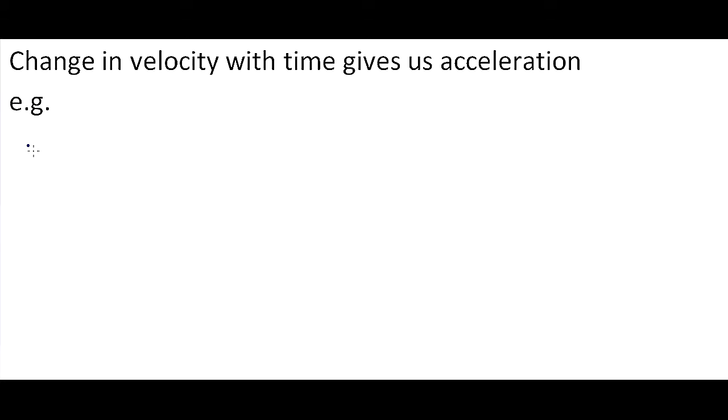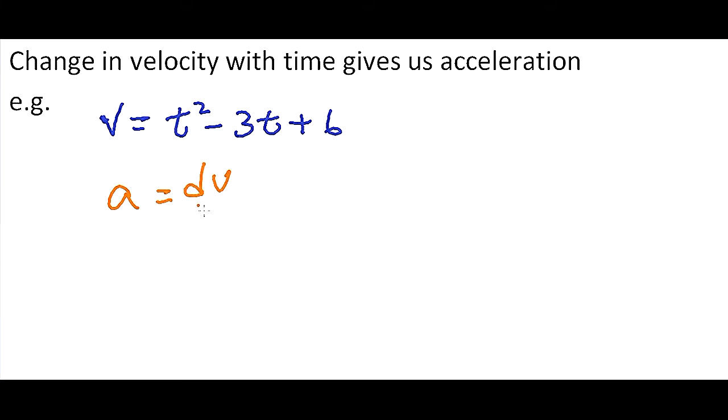Again, change in velocity with time gives us acceleration. For example, if you are given velocity v equals t squared minus 3t plus 6, then we can get acceleration. Acceleration is equal to change in velocity with respect to time, that is dv over dt. From there we differentiate our expression of v, and this will give us 2t minus 3. So that is how we get acceleration, by differentiating the expression of velocity, or we say acceleration is a change in velocity with time.